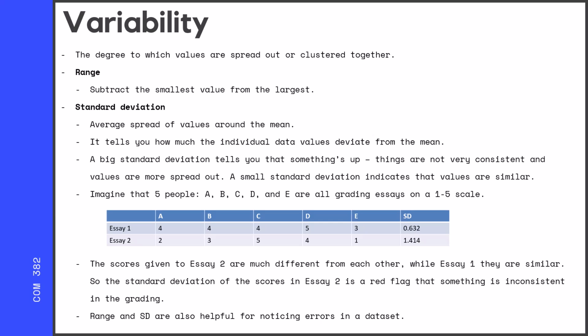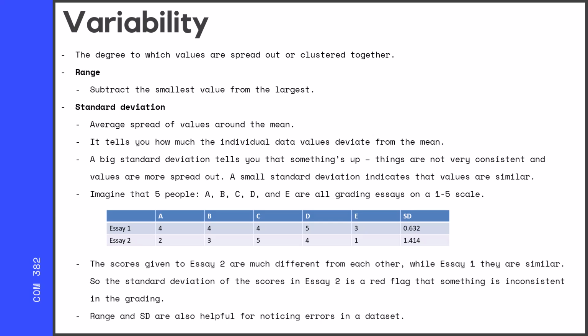So range and standard deviation are super important. If you're reporting mean, you gotta report standard deviation. If you just tell me the mean scores on the test in your class, that doesn't mean much to me. I gotta also know standard deviation to really understand what's going on.